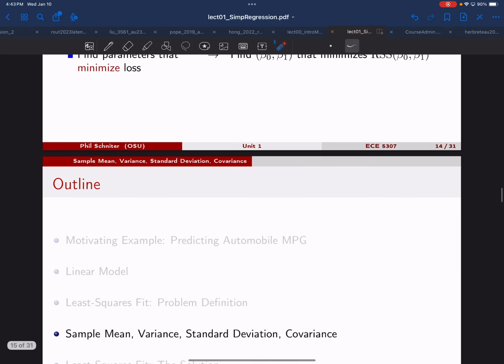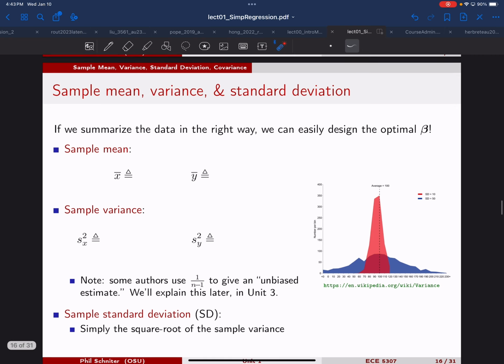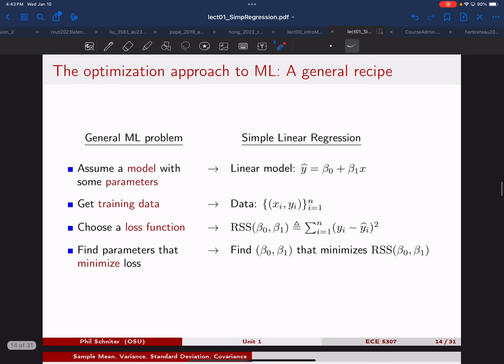Okay, so it turns out that what we're going to see is that if we look at the data in the right way, we can summarize the data into just a few numbers, and from just those few numbers, we can figure out, in this case, exactly what beta 0 and beta 1 should be. And when you summarize data, that's essentially the definition of statistics. Statistics are just summaries of data, so you don't have to deal with the massive data. You just squeeze it down to a few important numbers, and you focus on those.